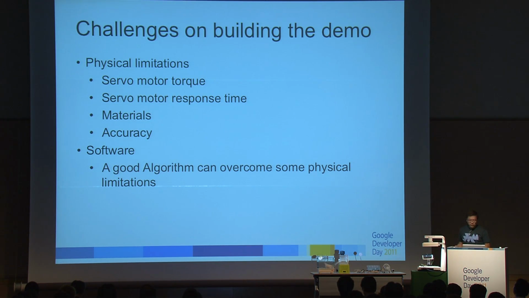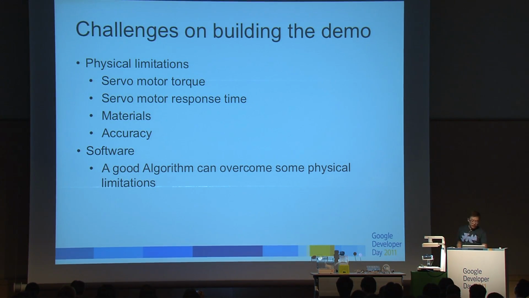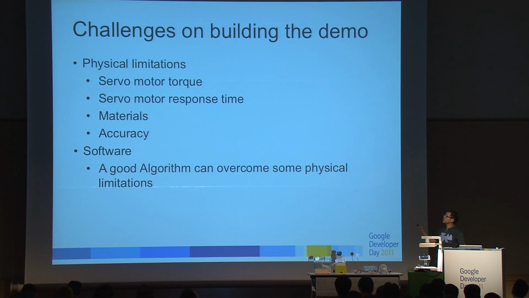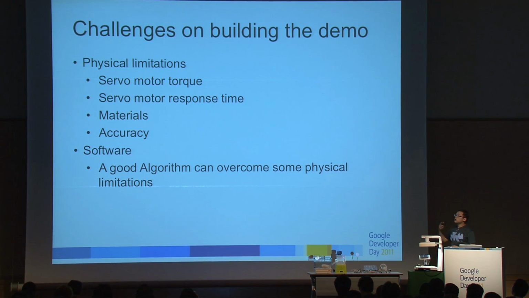So some challenges I ran into when I built this demo. A lot of them turn out to be physical limitations. For example, the torque of the servo motor. Sometimes you can see a slight delay because maybe the torque is not strong enough. Also, response time is important because, depending on your application, sometimes you need a faster response time.